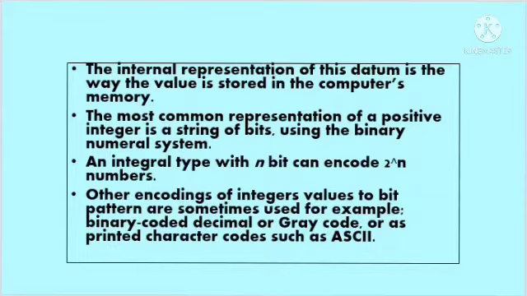An integral type with n bits can encode 2 to the power of n numbers. For example, an unsigned type typically represents the non-negative values 0 through 2 to the power of n minus 1. Other encodings of integer values to bit patterns are sometimes used, for example, binary coded decimal or the Gray code, or as printed characters such as ASCII.